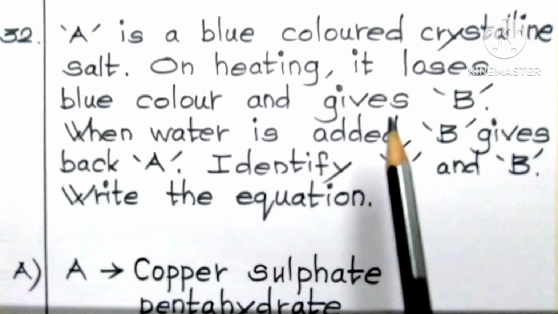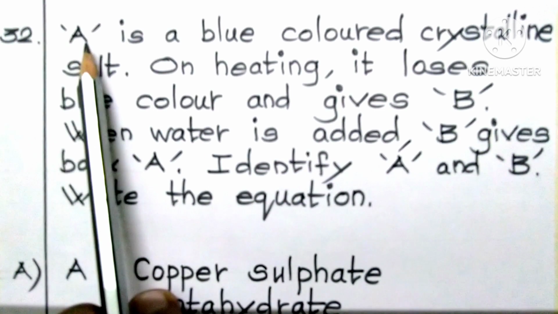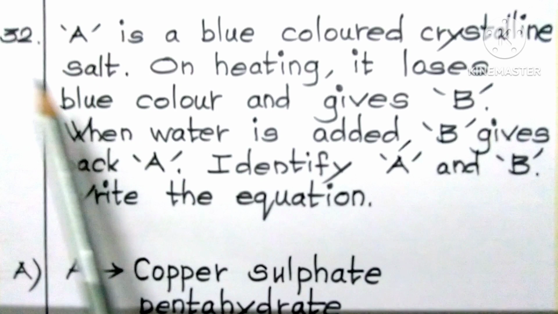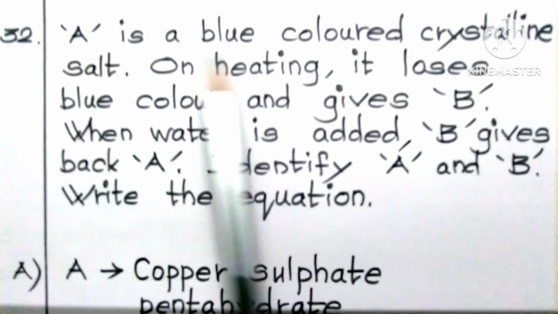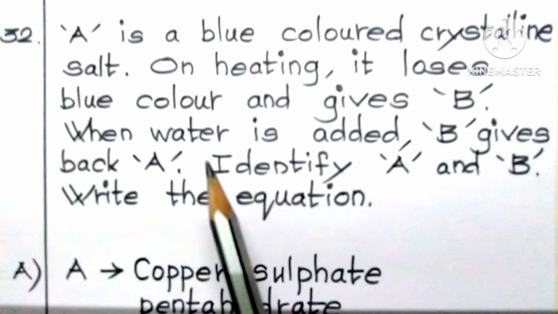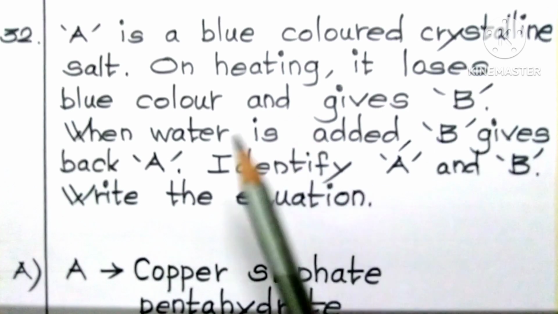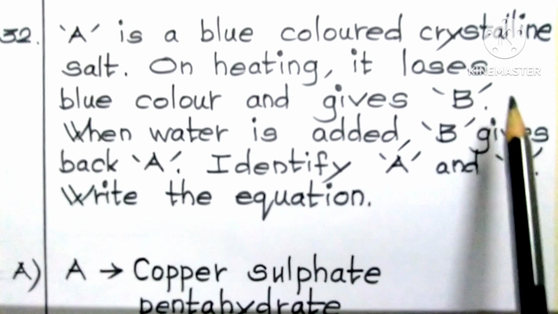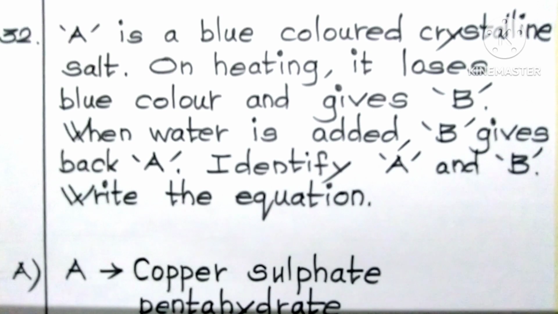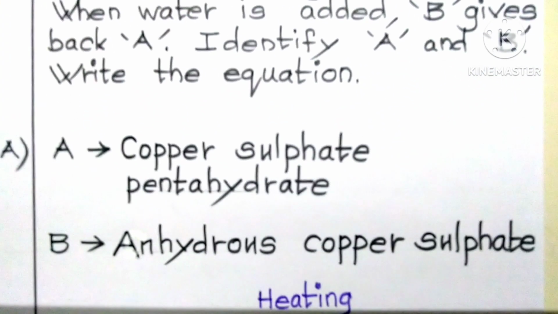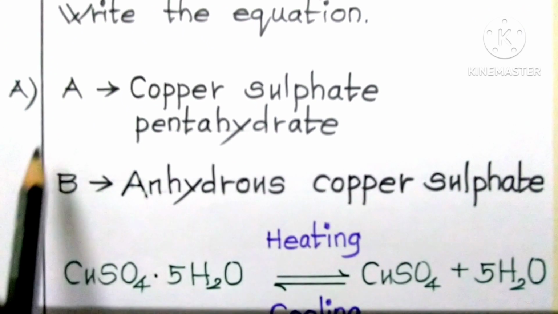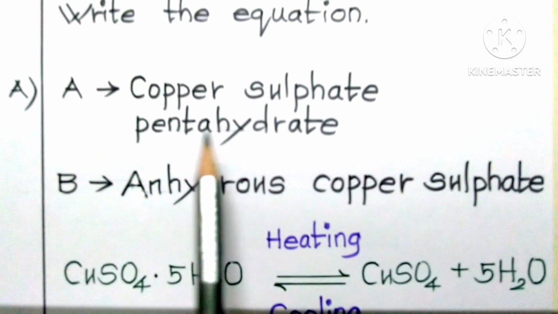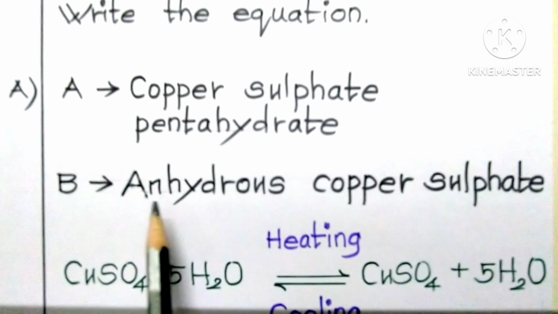So easily we can determine that this A is nothing but copper sulfate pentahydrate. Penta means 5, so it has 5 molecules of water of crystallization. While heating, it loses water and becomes B. This B is nothing but anhydrous copper sulfate. Now let us move on to the answer. Here it is given: A is copper sulfate pentahydrate and B is anhydrous copper sulfate.